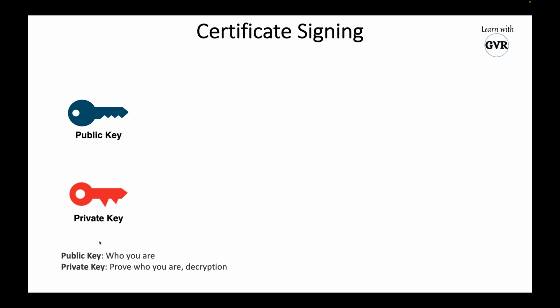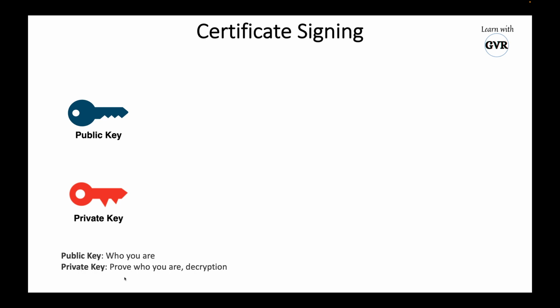Then certificate signing. As in the first step we have seen the signing process, how the signing will happen is you will be creating one public key and one private key. This is called a key pair. Public is always public, private is always private. You will be keeping it secretly stored, you are not sharing it with anybody. The public key tells who you are, say I am GVR, right? This private key is some encrypted key.